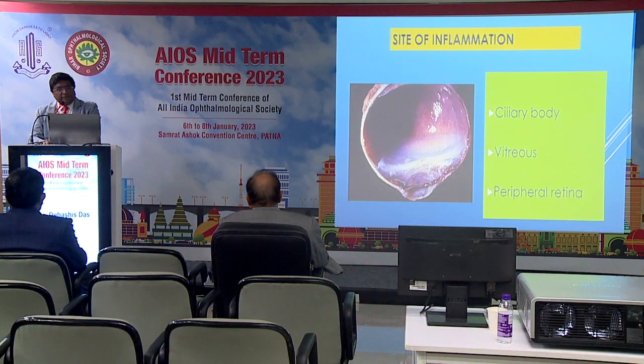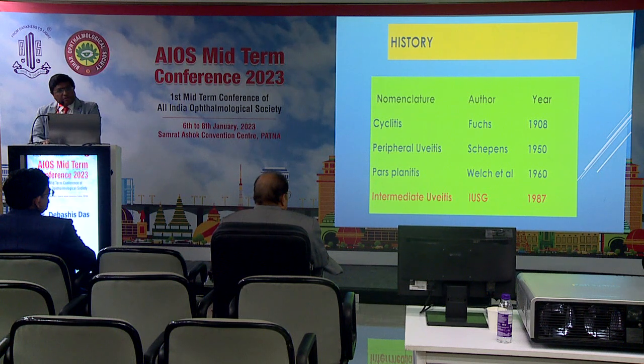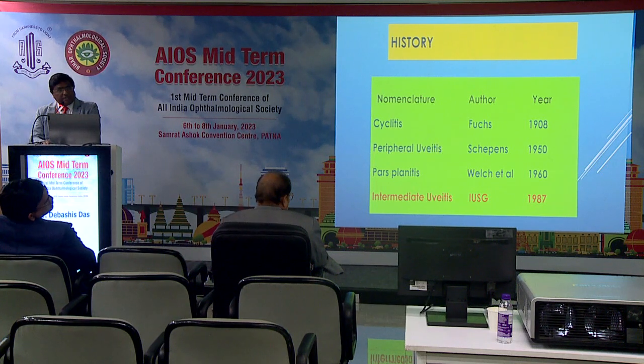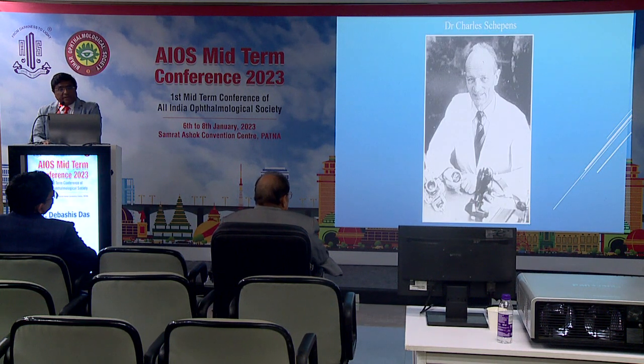Usually the site of inflammation is the ciliary body, the vitreous, and the peripheral retina. If we go back into the history, it has been named differently over the years by different authors. Cyclitis by Fuchs, Schepens called it peripheral uveitis, Welch termed it pars planitis. Ultimately, the IUSG group termed it intermediate uveitis. However, the first detailed documentation of pars planitis was done by Charles Schepens way back.